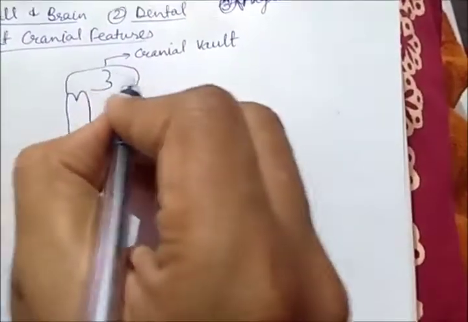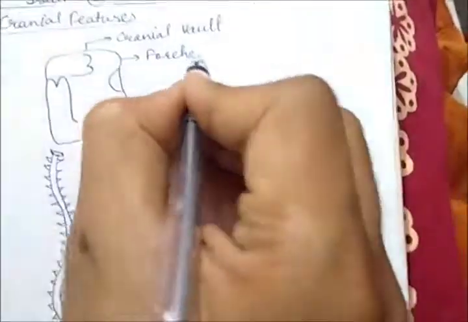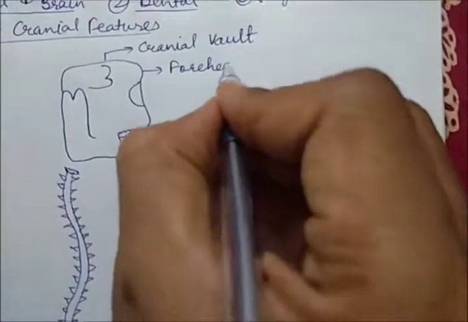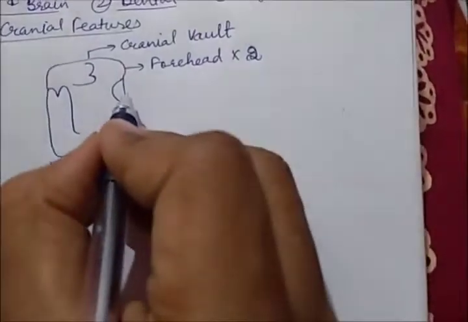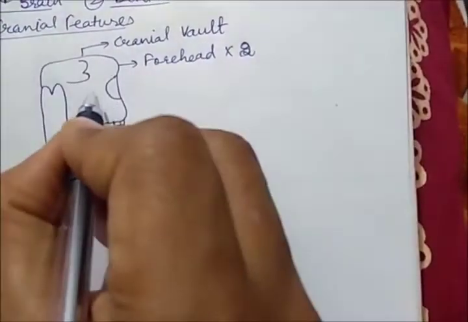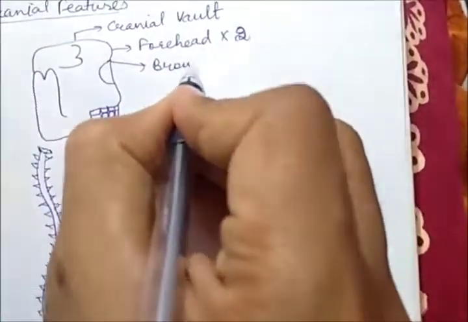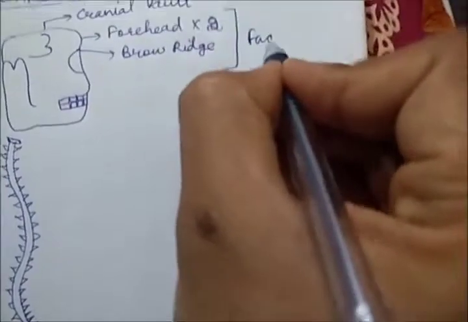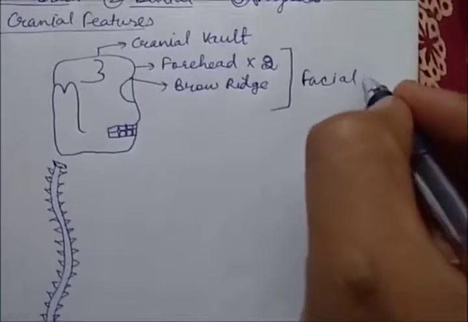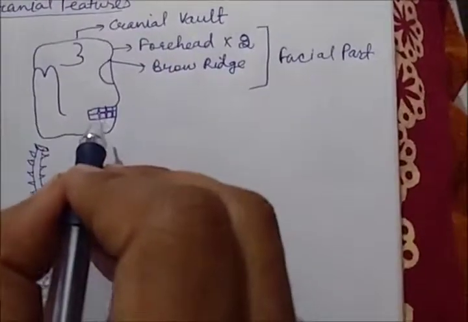Then we'll move on to the next, that is the forehead. There are two features related to the forehead. One is a higher or rounded and well developed forehead, and also the forehead is receding. The next feature is the brow ridge. Brow ridge is poorly developed with a notable post orbital constriction behind. Then the facial part is longer than the cranial part.